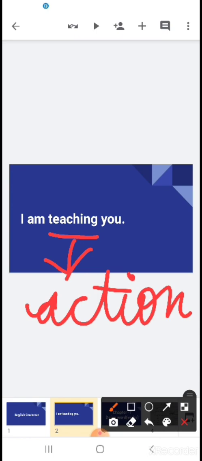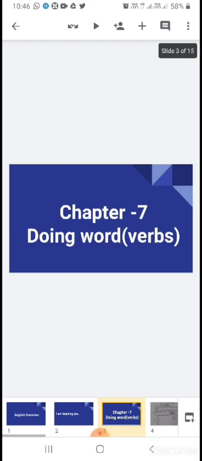Yes, it is verbs. All our actions are verbs. All the doing words are known as verbs. What are the doing words? All the actions we perform are verbs.